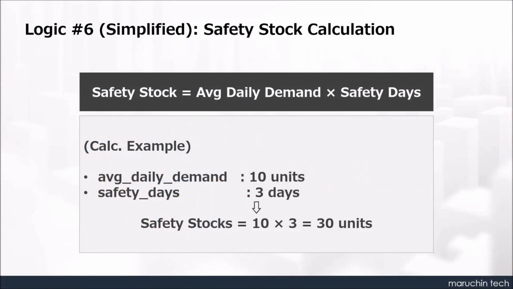Here is the formula for safety stock. It is expressed as safety stock equals average daily demand shipment times safety days. For example, if the average daily shipment is 10 units and the safety days are 3 days, the safety stock is 30 units. In principle, these 30 units are the minimum inventory to be held and are not used unless an unexpected event occurs.